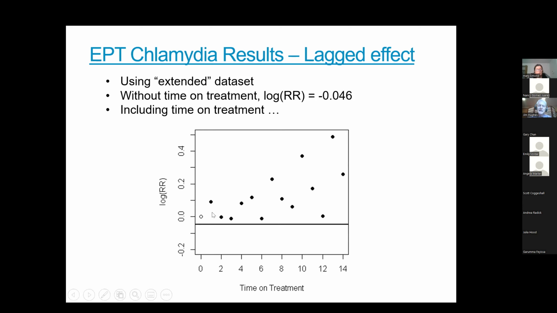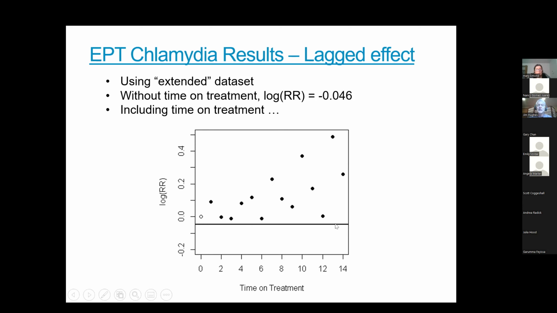What these indicate is the log relative risk for each time on treatment. So one 3-month period on treatment, two 3-month periods, three 3-month periods, and so forth. So this is time on treatment. Notice that all of these are actually greater than 0, meaning a relative risk greater than 1.